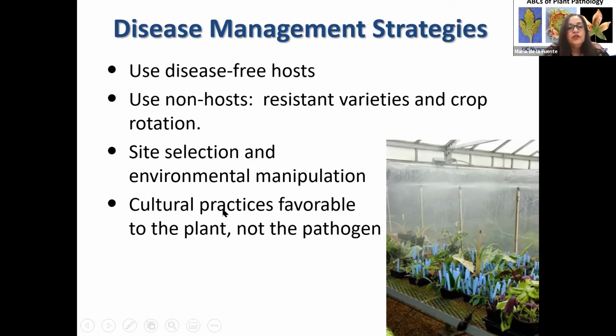Then the cultural practices, make sure that they are favorable to your plant, to your crop, not to the pathogen. Like this one, it's a big no-no, because it's a lot easier for us to irrigate like this. It is also a lot easier for the pathogens to spread and enter the host with this. So try to use sometimes a lot more expensive means of watering, such as sub-irrigation or drip irrigation, but a lot more secure and safe for your crop.